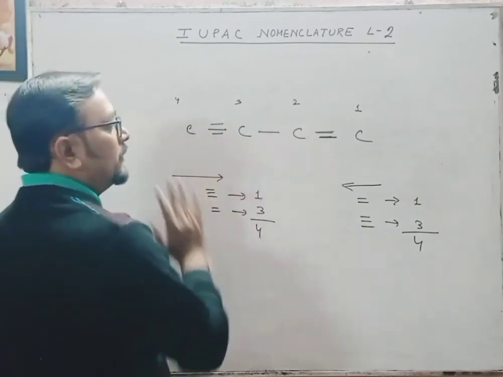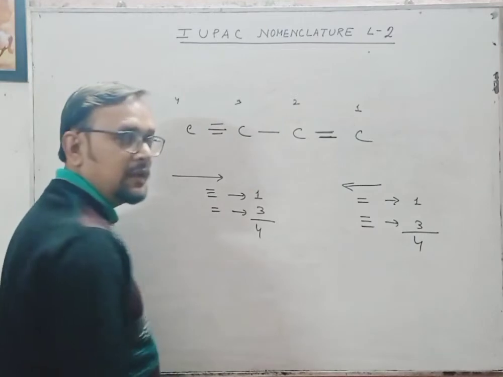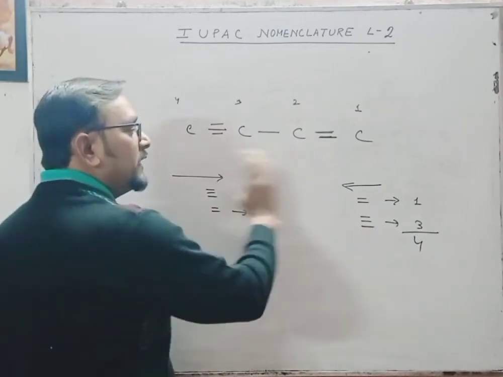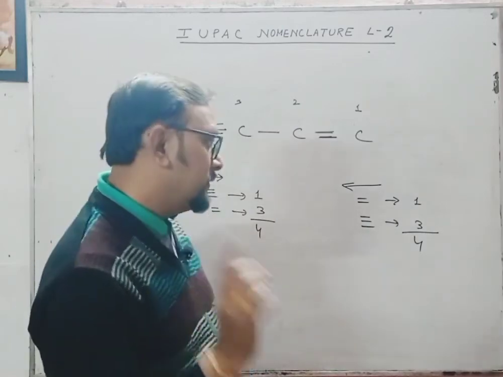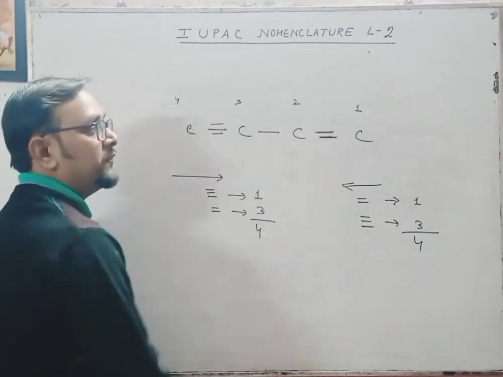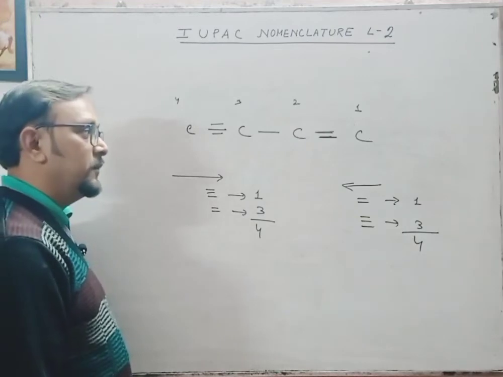Okay, if a double bond and triple bond are given and both sides have the same summation, then from which side should you do the numbering? Yes, in that case always give preference to the double bond.